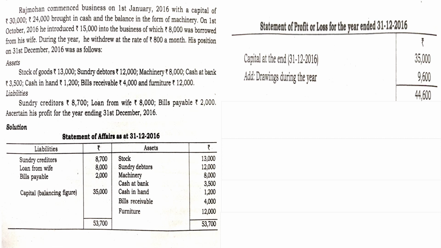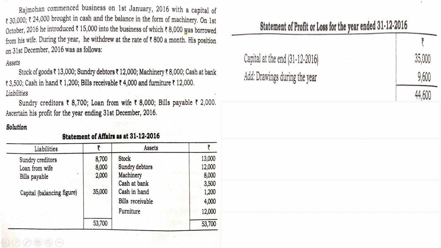From that you need to deduct additional capital during the year. But there is an adjustment with regard to that, because if you go through the question you can see that he introduced 15,000 into the business. So whenever a businessman introduces a certain amount in business, we term it as additional capital. But out of 15,000, 8,000 was borrowed from his wife. That means loan. And remember, the same 8,000 is mentioned on the liability side. See here, and we already recorded it in the statement of affairs. So out of 15,000, 8,000 is loan.